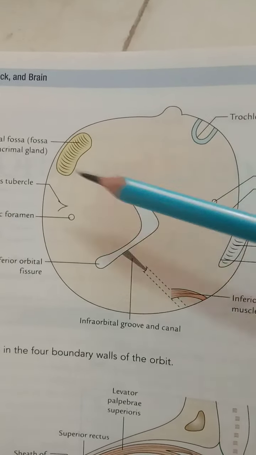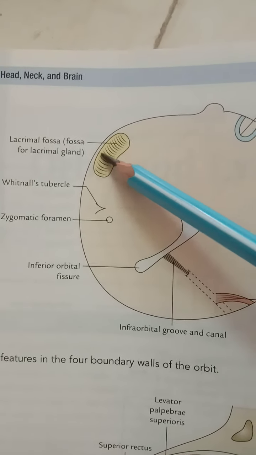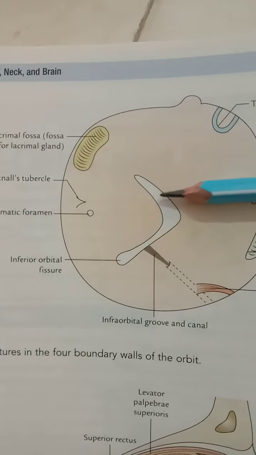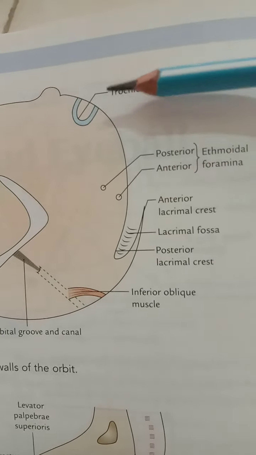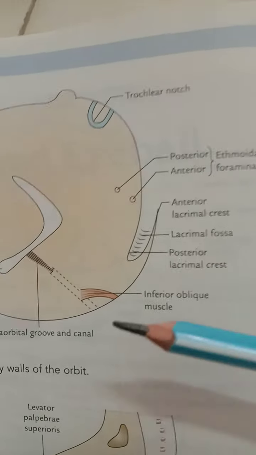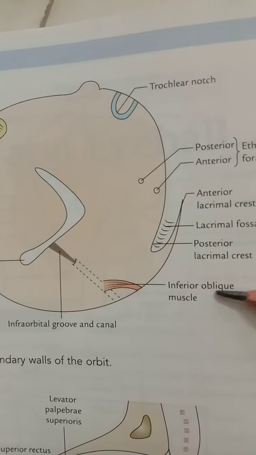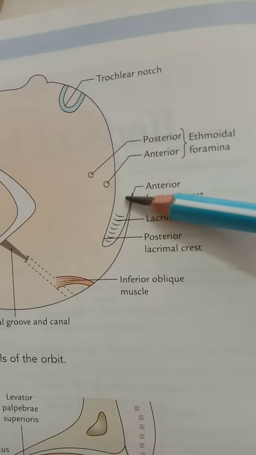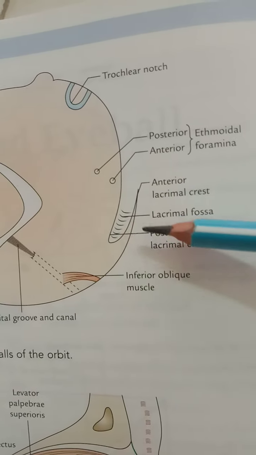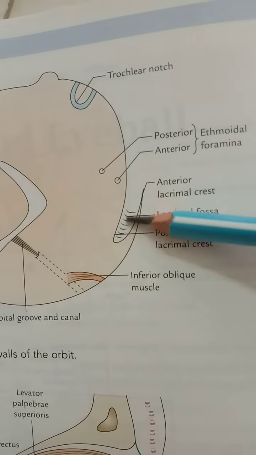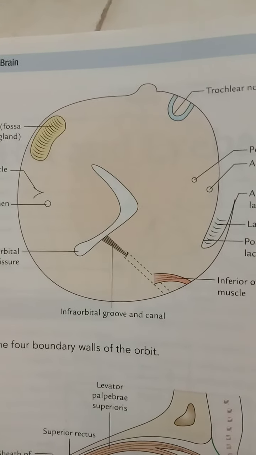Here in this diagram you can see the lacrimal fossa, for the location of the lacrimal gland. Then the superior and inferior orbital fissures. Here the trochlear notch is present, and here the groove for the origin of the inferior oblique muscle, and here the lacrimal fossa. Throughout this, the lacrimal crest is present inferiorly, and through it the nasolacrimal duct enters into the nose.